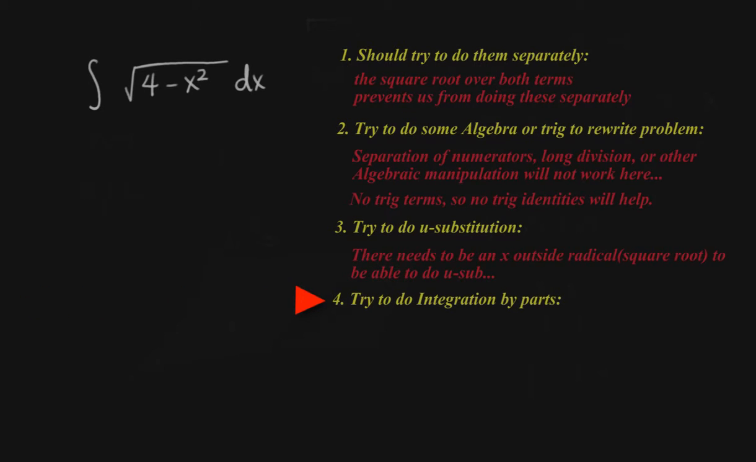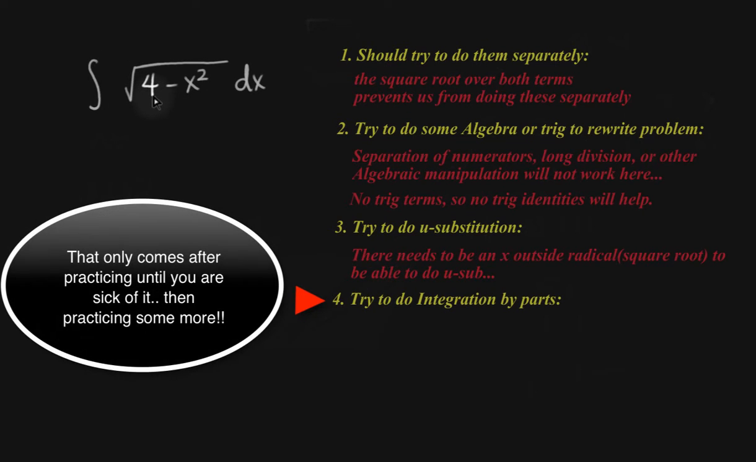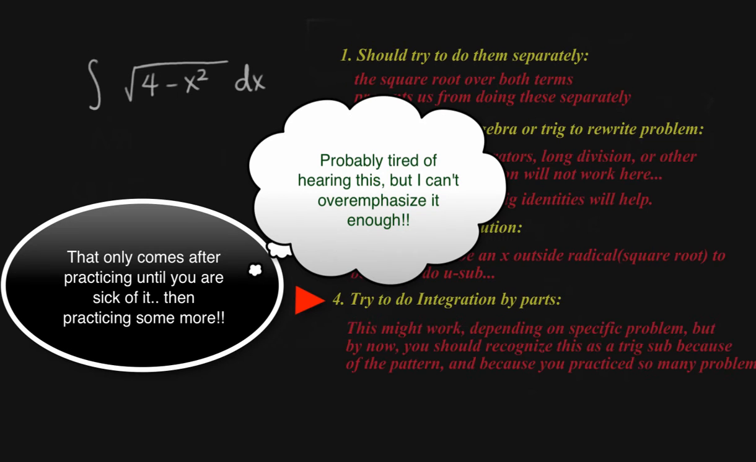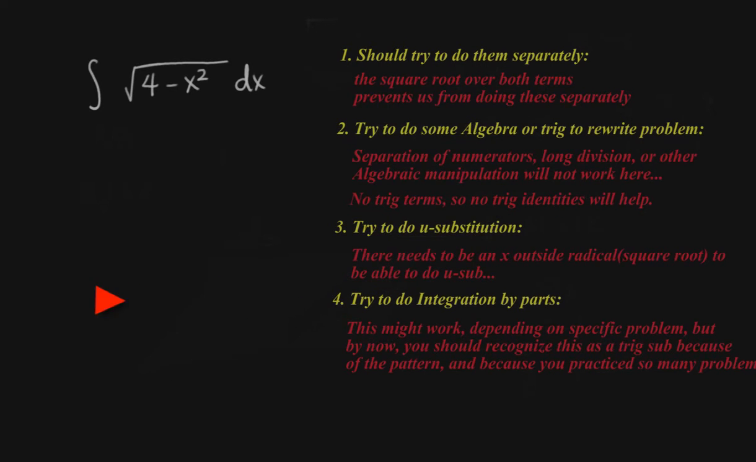You will find in math there are many paths to the same destination. So I would hope, though, that you practice enough of these problems to look at this and say, oh, that looks like a u sub. Wait, there's no x in front. Oh, wait, this is a number squared minus a variable squared. And you immediately go to trig sub. But it might work. It might not. That comes with practice. That's the best I can tell you on that one.